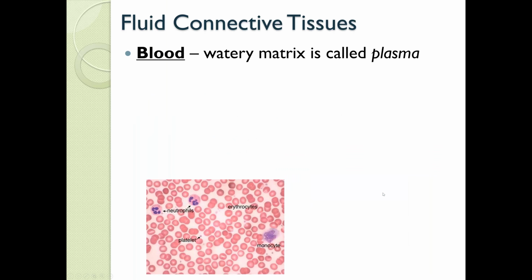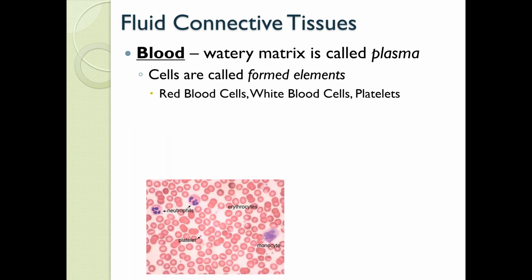So there are two types of fluid connective tissues. The first one is called blood, and with blood you have a very watery matrix, which is called plasma, and you have a lot of cells, and you have very few, if any, fibers. Like the only times you should have fibers in blood is when the blood is clotting. The cells that you find in blood are called formed elements, and these are composed of red blood cells, which are also called erythrocytes. Erythro is a prefix that means red.